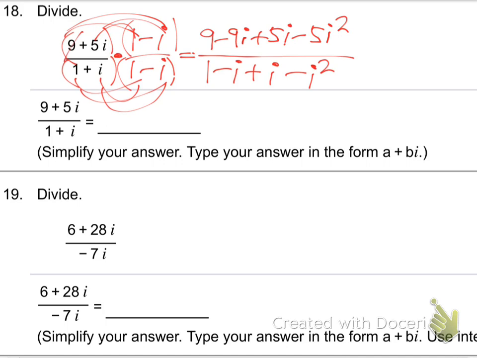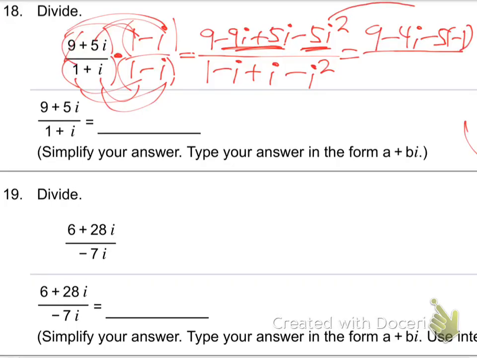So, what happens? Can we clean this up? So this will be 9 minus 9i plus 5i is minus 4i. Minus 5i squared is minus 5, times negative 1. Remember that i squared is negative 1. We never leave i squared. We leave plain i, regular i, but we never leave i squared. They're always negative 1. Down here, going to get 1. These guys cancel. Minus i squared, and again, i squared is negative 1.